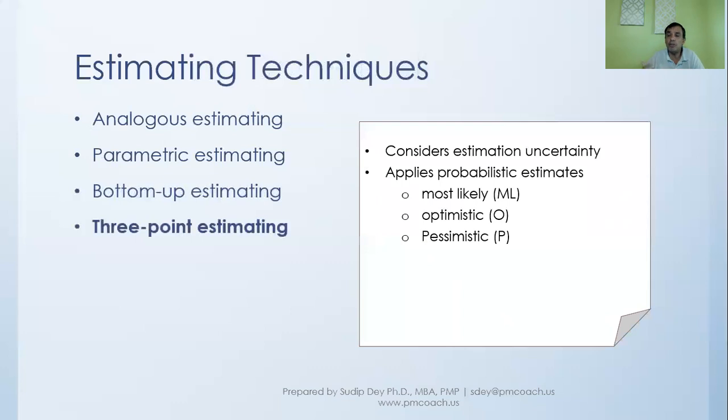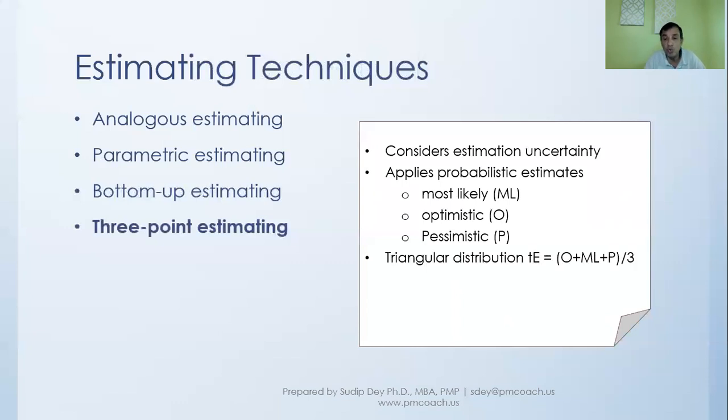So in other words, what we're getting in terms of estimates is most optimistic estimate is 4 days, most likely is 5 days, and pessimistic is 7 days. So we take these 3 numbers or 3 probabilistic estimates in determining the estimate in 3-point estimate.